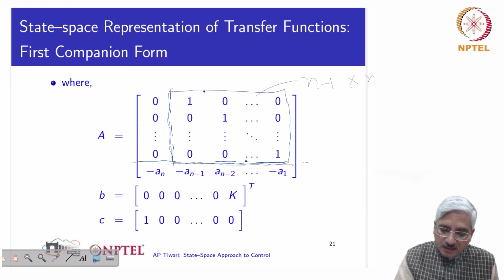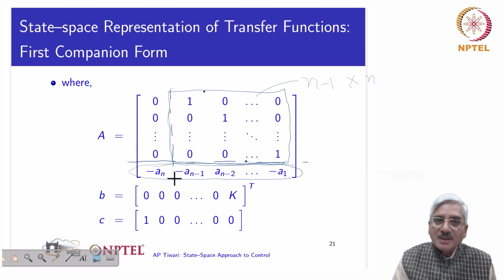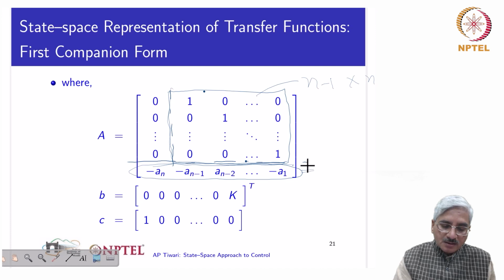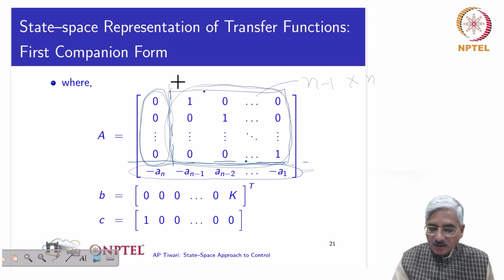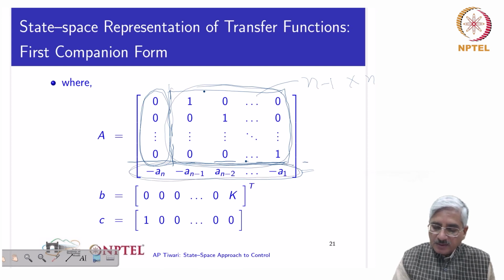and the coefficients of the denominator of the transfer function appear in the last row. You can see they are here. So the system representation by matrix A has a very nice appearance, in which there are zeros in the first column up to n minus 1 terms, and an identity matrix of size n minus 1 by n minus 1, and the coefficients of the characteristic equation, or coefficients of the denominator, appearing in the last row of the matrix.